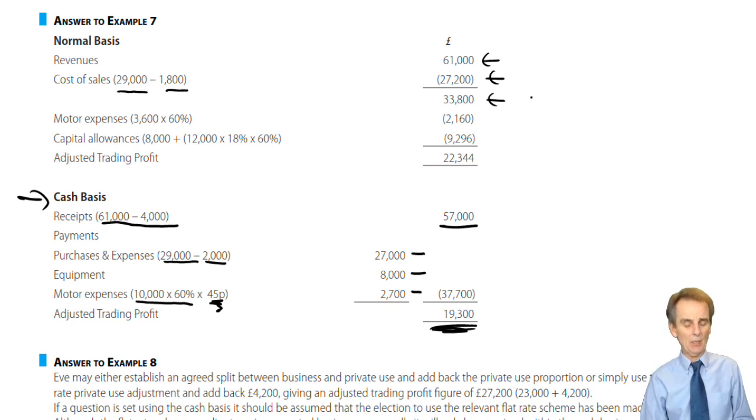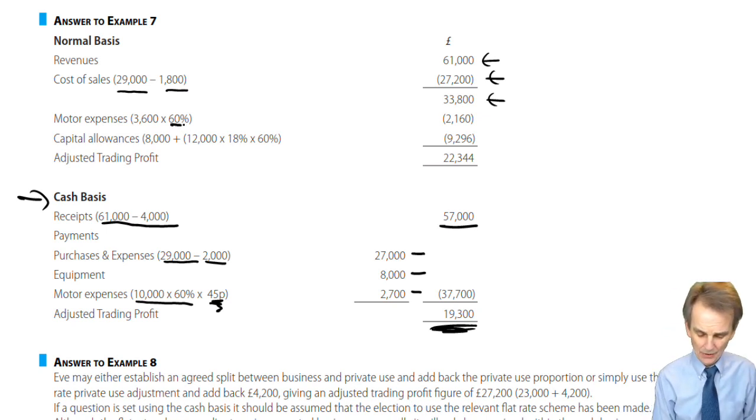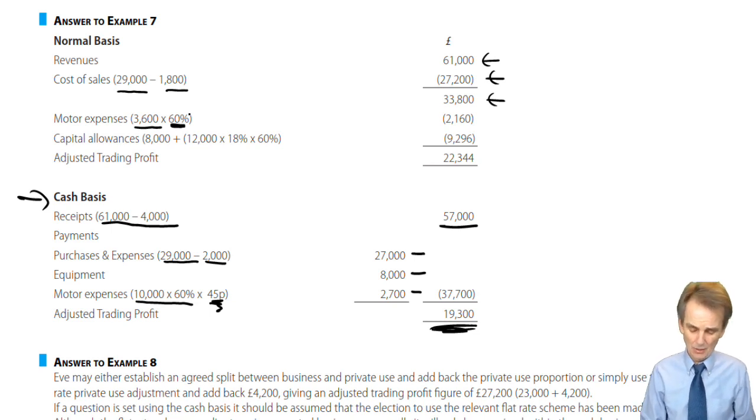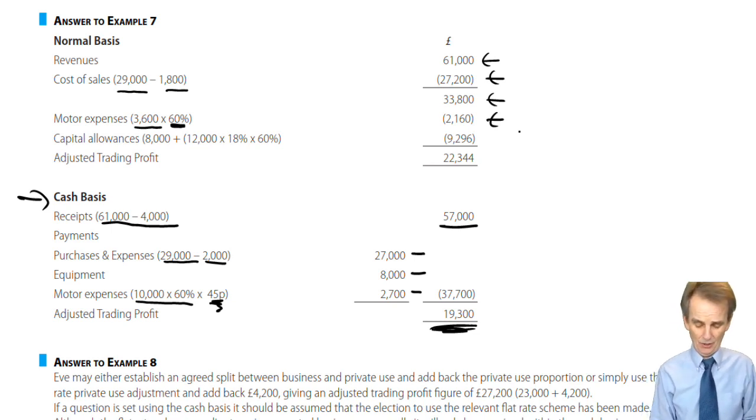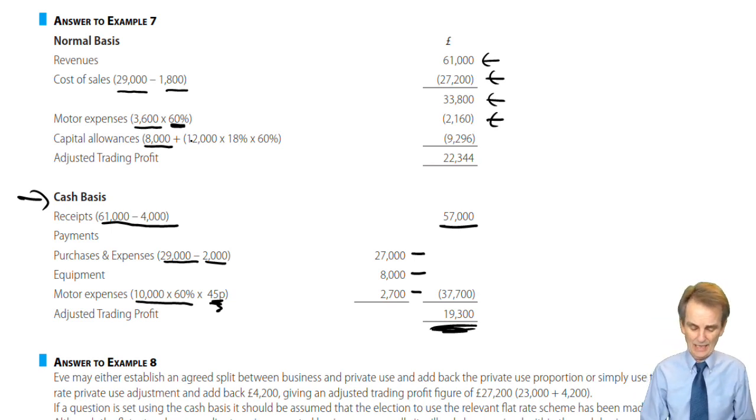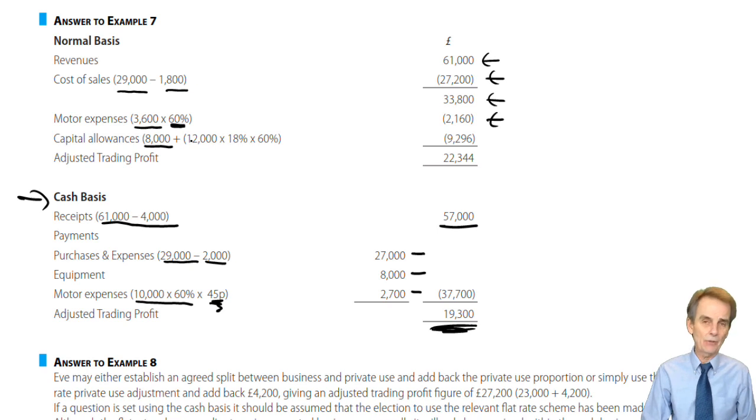Then, of course, for tax purposes, we'll only allow the business proportion of the motor expenses. Only 60% of the mileage was business, as we've just been discussing. Therefore, 60% of the motor expenses is the allowable figure for tax. Then, of course, capital allowances. No problem with the equipment. It's a full AIA that is available to us here. The £8,000, again, full 100% AIA.